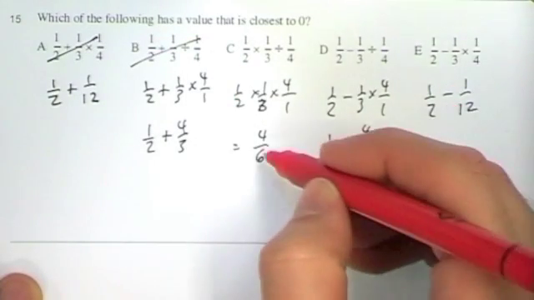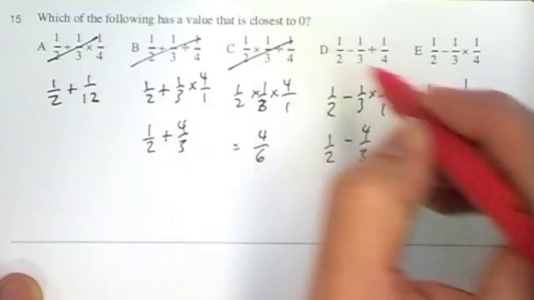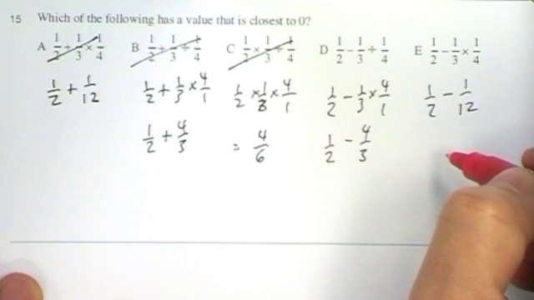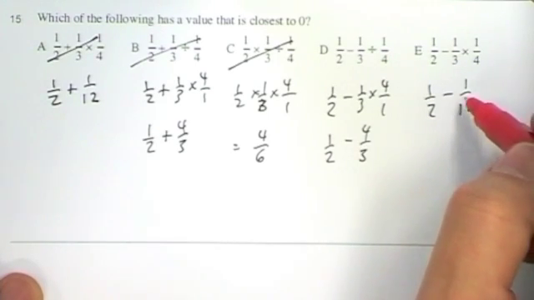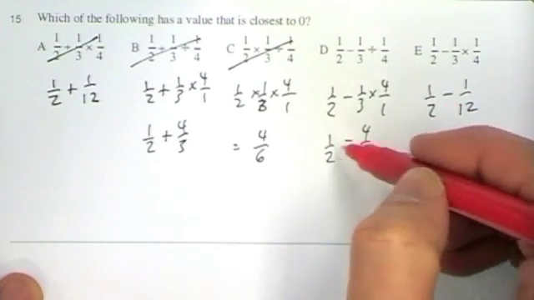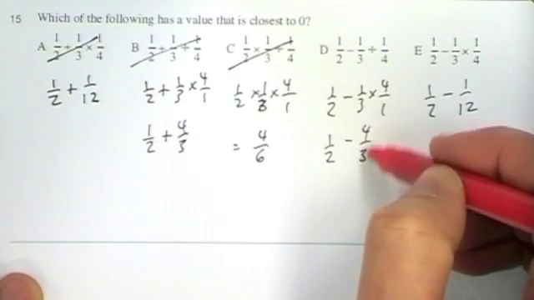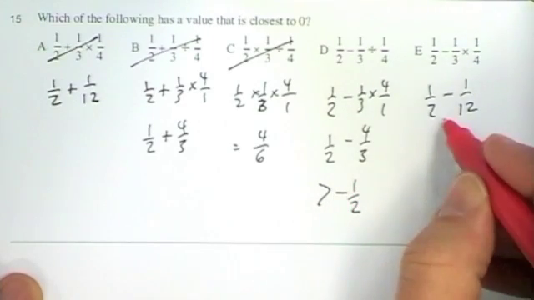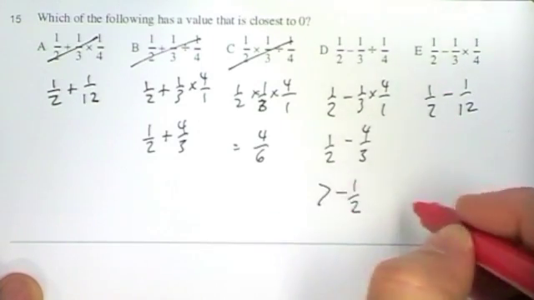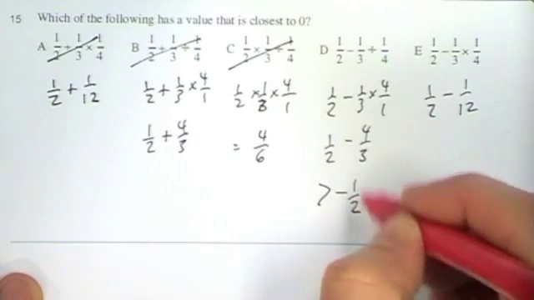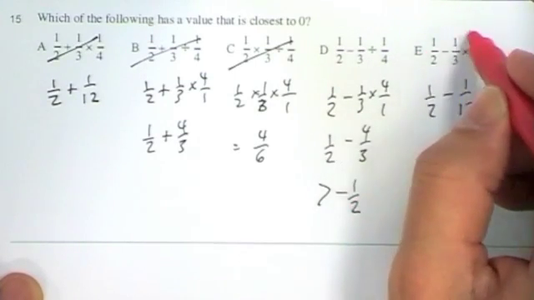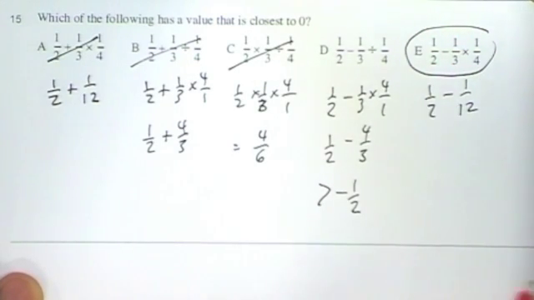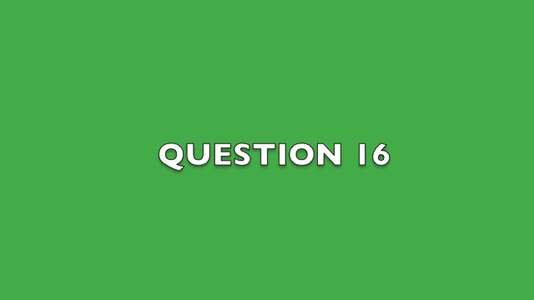This is less than a half, that's clearly more than a half, so it's not that one, it's between these two. Just which one is it? This is a little bit less than a half, this is half take away more than 1, so that's going to be greater than minus a half. It's going to have to be E. I haven't actually evaluated them all, but I've worked out that this is going to be further away than that one, so it's E.